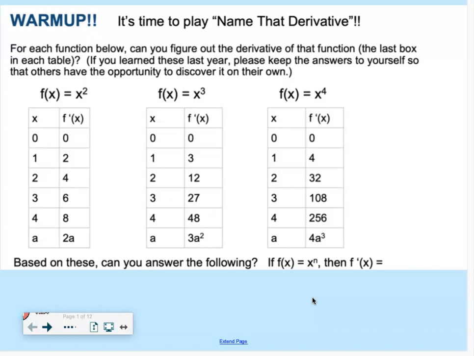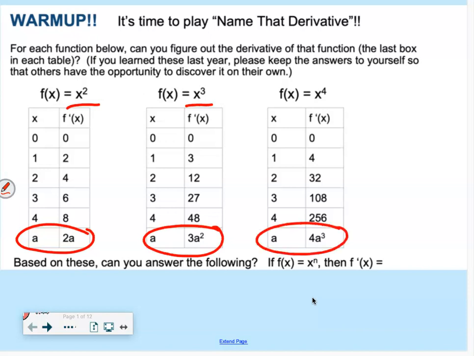If y equals x to the 4th, you go through, you get all your numbers. In the end, what we do is we take 4 times the x value cubed. So take a look at this for x squared, this for x cubed, and this for x to the 4th. In your groups, I want you to think in general. If y is x to the nth power, can you figure out a rule for the derivative of that function? In your groups, talk about it for a minute.